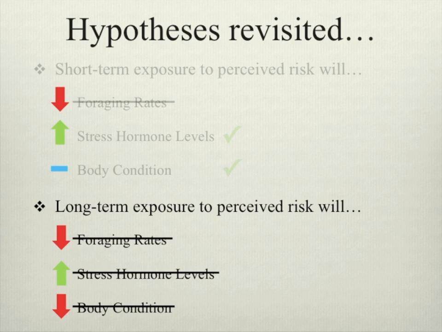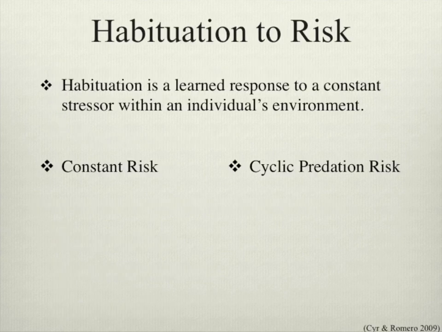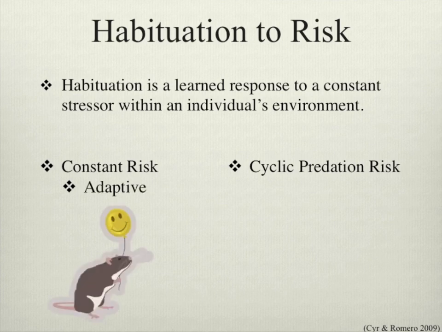So why is it that I don't see a long-term response to risk? And this is possibly due to habituation. Habituation can really be defined as a learned response to a constant stressor within an individual's environment. Habituation can be very beneficial in some cases, while it can be very harmful and maladaptive in others. In the case of constant risk, where environmental stressors and cues are continuous and predictable, it's adaptive to respond with habituation. You don't really need to respond to something that's always going to be within your environment.